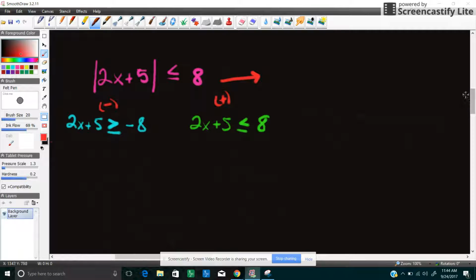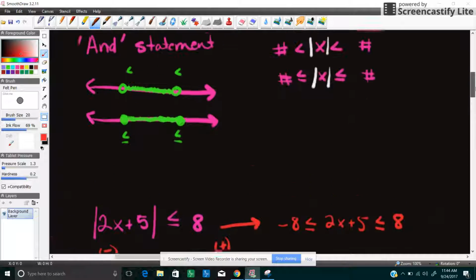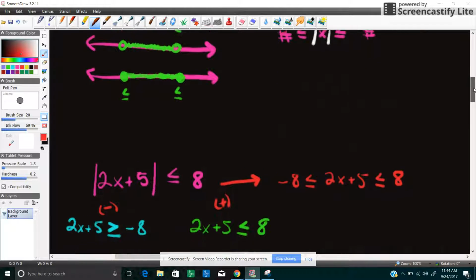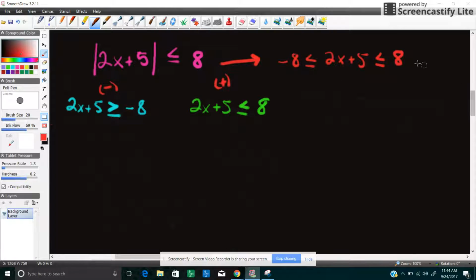This is our first example, and I'm going to put here on the side what this is the same as. This is the same as saying that negative 8 is less than or equal to that whole absolute value part, 2x plus 5, which is less than or equal to 8. If you look at what I did up here, the negative portion is here, the absolute value part is in the middle, and the positive number is on the end. It follows that same pattern, and this is just going to help me solve the inequality.